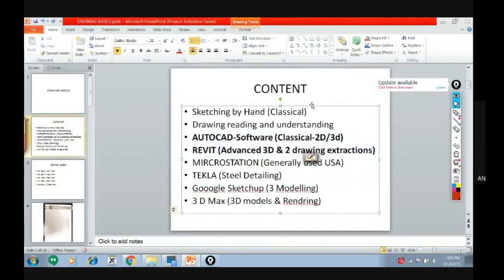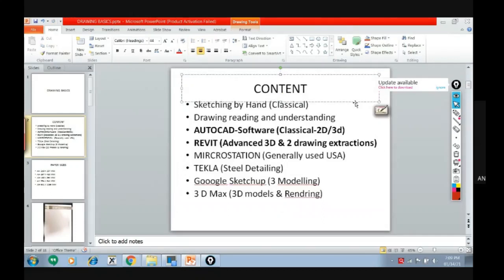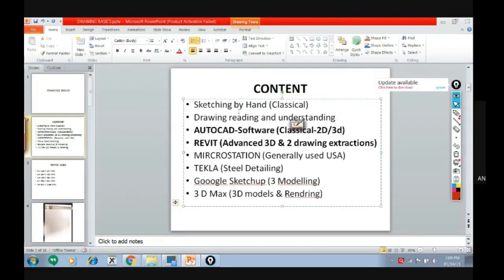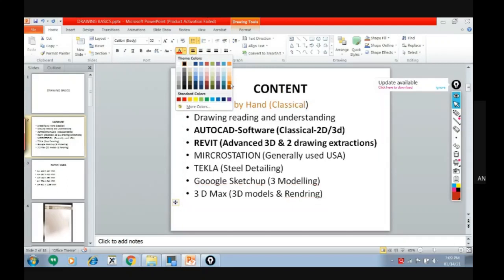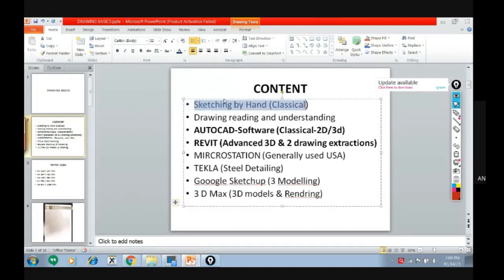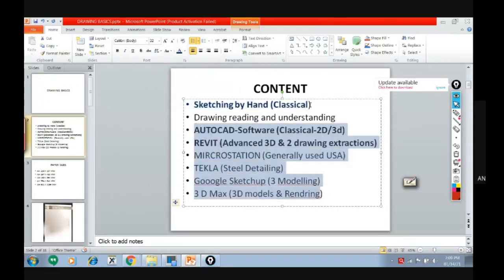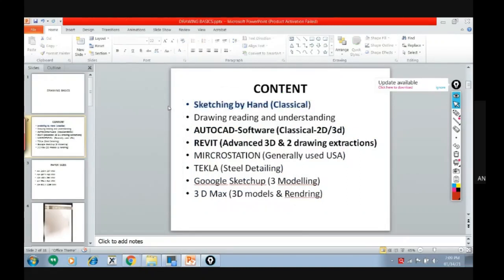Now, the most important point regarding the drawings is our hand sketching. Whatever softwares come, whatever technology comes, you cannot ignore sketching by hand. This is highly important and you should not forget it at any moment. Even if you forget one of the softwares out of this list which I listed, it doesn't matter. But don't forget sketching by hand. Many people may find it difficult to draw sketches by hand, but you should at least have the habit of drawing sketches.